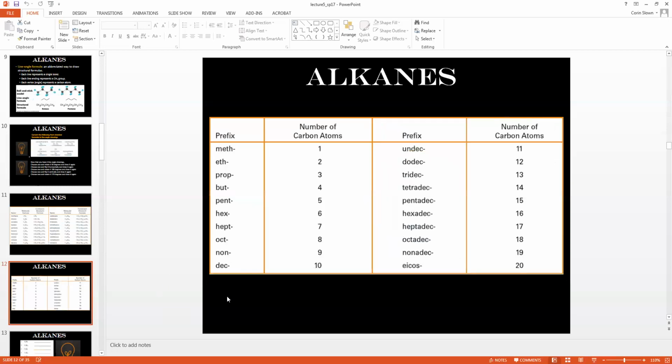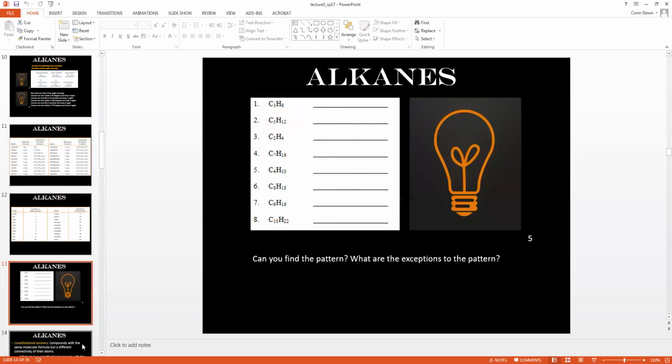So these are the prefixes. This is the number of carbon atoms. Probably the easiest way to review for this is to put it on flashcards. So take a moment, see if you can find the pattern. What are the exceptions to the pattern? Take a moment and investigate that.